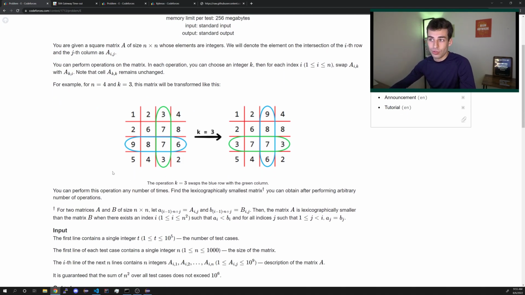So, okay, you've got that observation. The last observation, which I think is very important, is that the order that you do the operations in doesn't matter.